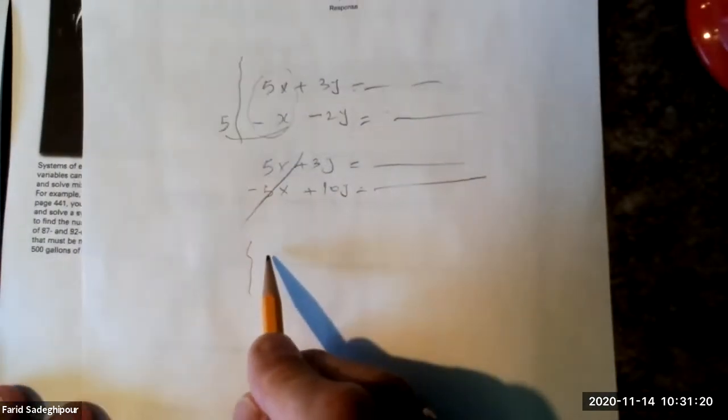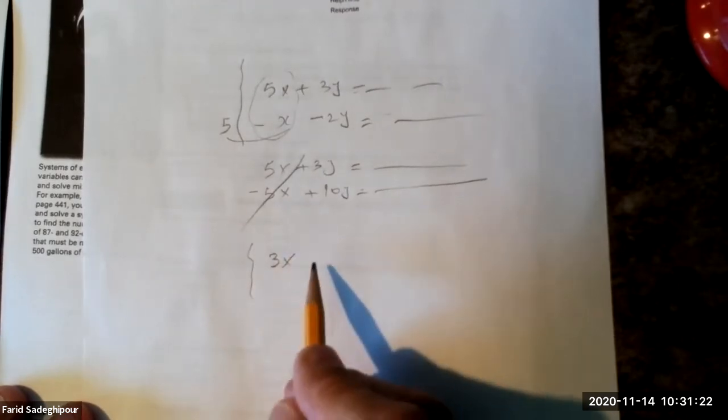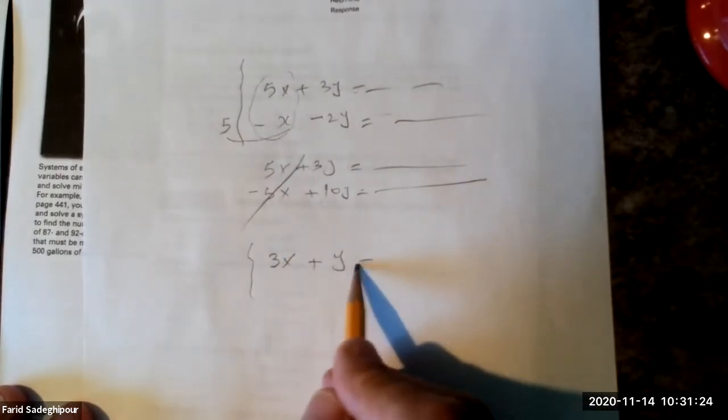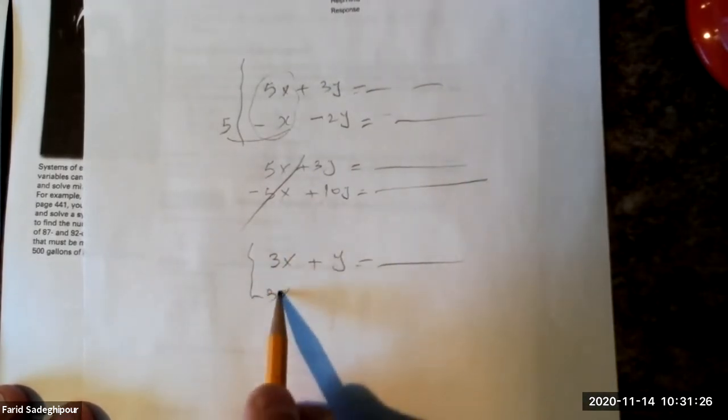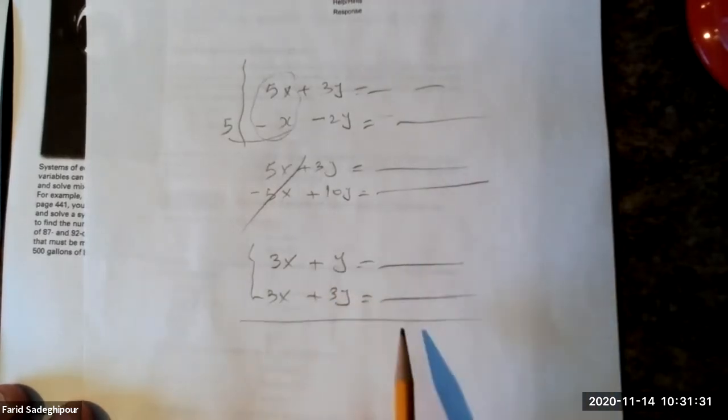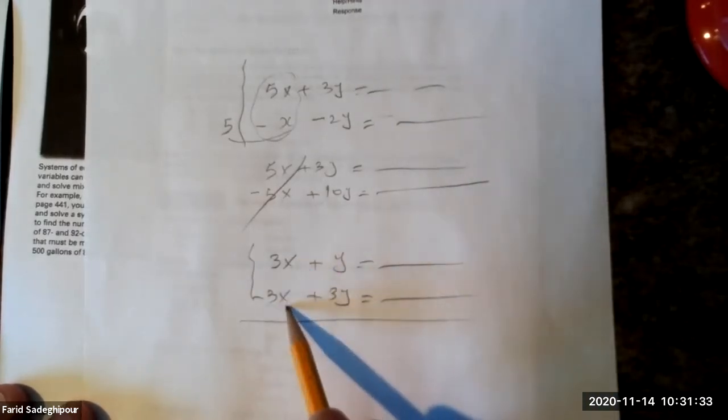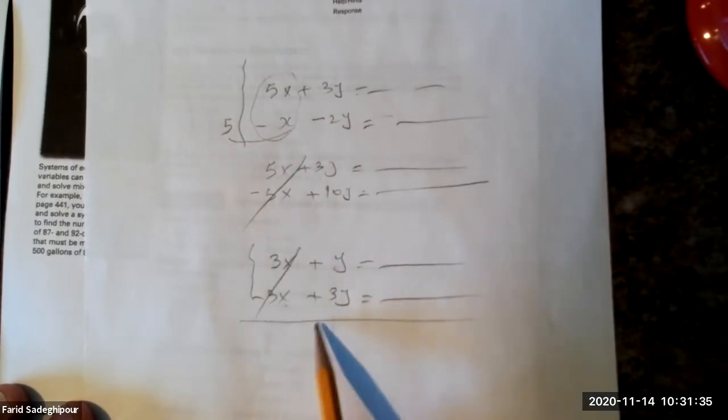So let's say here you have 3x plus y equal, and here you have minus 3x plus 3y equal a number. We don't have to multiply by anything because these two are equal and opposite. They cancel anyway. So that would give you the value of y, and here you have the numbers.